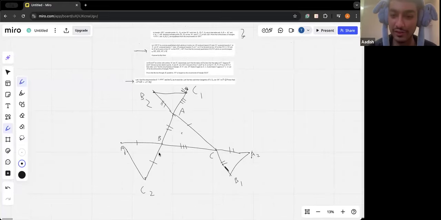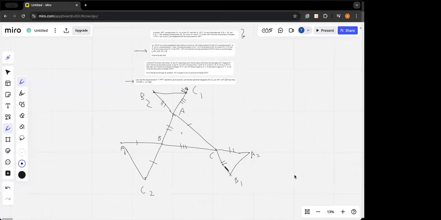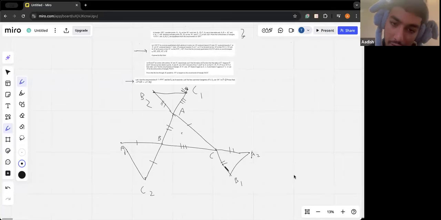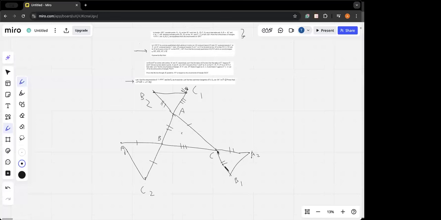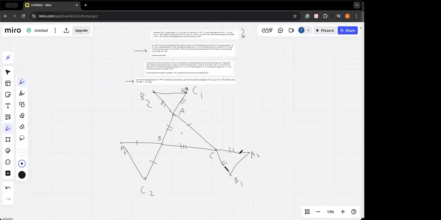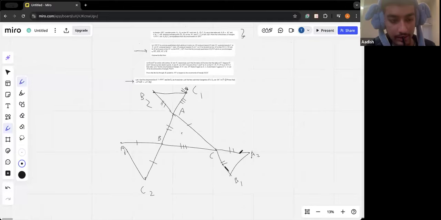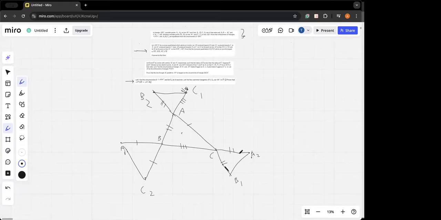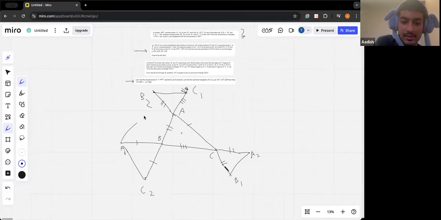Anyway, what's the first thing you notice? C is on the perpendicular bisector of A2B1. Yes, the triangle is isosceles, so C lies on it. Is there any other perpendicular bisector C lies on? B2A1. Yep, correct. Can you say something else using this?